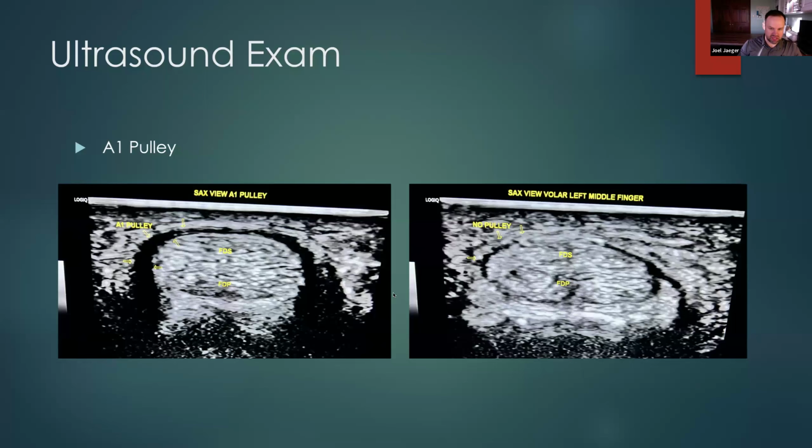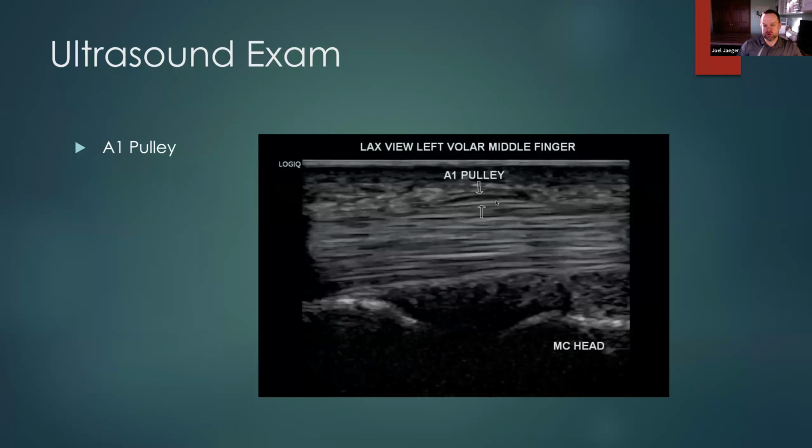One thing I forgot to mention, if we're talking about the pulleys, for the pathologic view, we're going to look for some pathologic thickening of these or any kind of hypoechoic presence or fluid that could be surrounding the pulleys. Also, with some dynamic testing, you can actually visualize triggering under these when you do those dynamic tests.